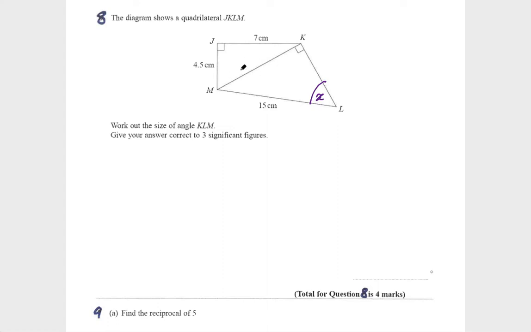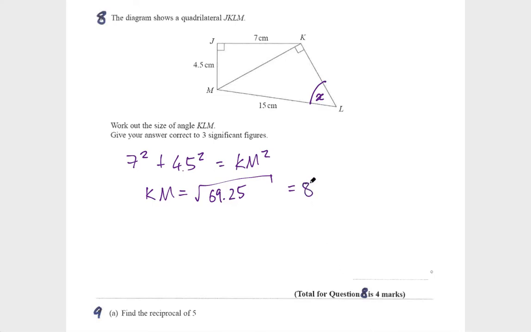This is also a right angled triangle, so the first thing I'm going to do is work out the length of KM using Pythagoras' theorem. So 7 squared plus 4.5 squared equals KM squared. So KM equals the square root of, just doing that calculation, 7 squared plus 4.5 squared, square root of 69.25. So KM equals 8.32165, etc. I'm going to leave that in my calculator memory, and I'm going to mark it on the diagram so I'm clear about what's going on.